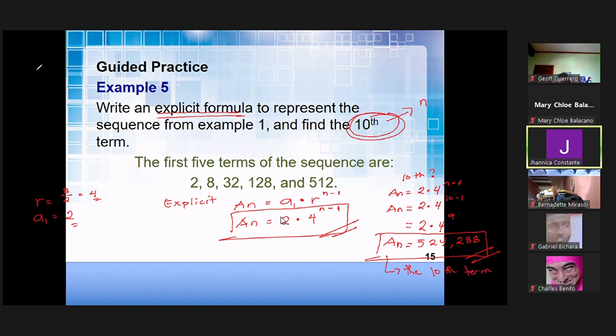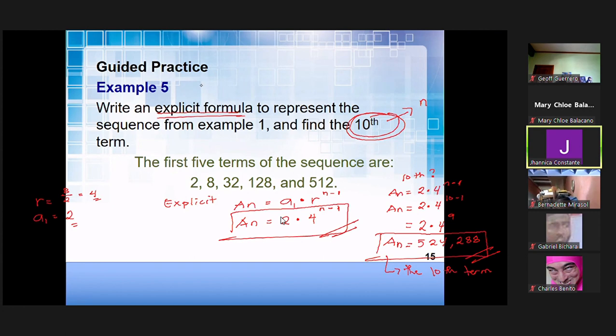Okay? So we use the explicit formula in finding a specific term. Why recursive? We use it in finding the next term from the previous term that we have. Okay, let's have another example for the explicit formula, writing the explicit formula and identifying a specific term of our sequence.